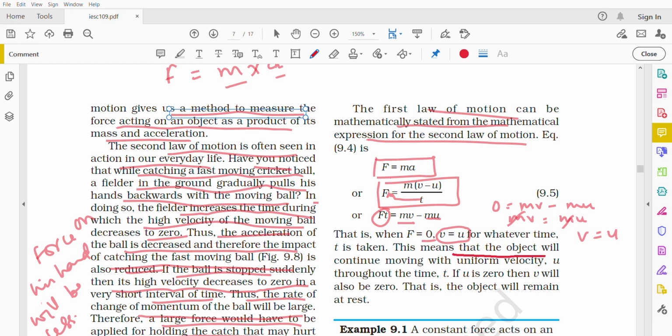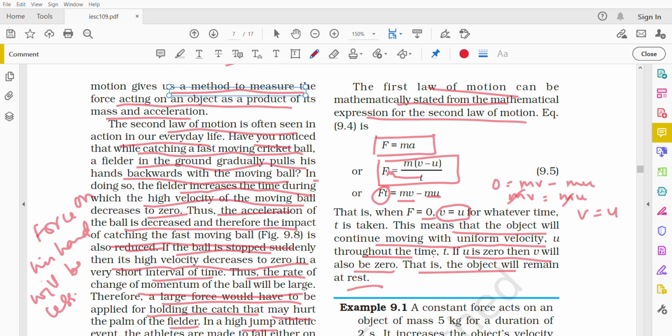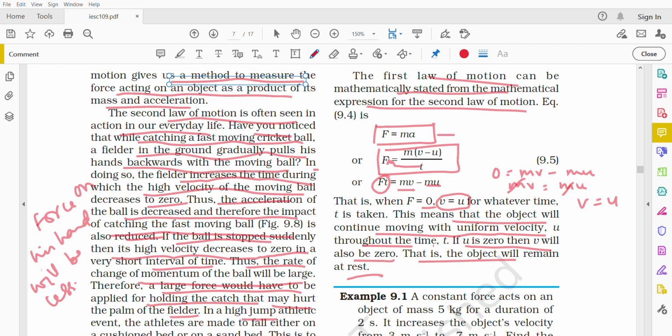This means that the object will continue moving with the uniform velocity u throughout the time t. If u is 0, then v will also be 0. That is, the object will remain at rest. So from the second law, we derived the first law. The first law stated that a body will continue in its state of rest or uniform motion until and unless acted upon by an external force. So with the help of the second law, we derived the first law.